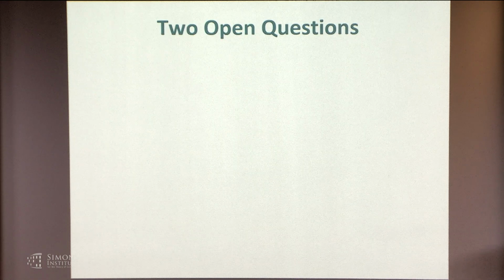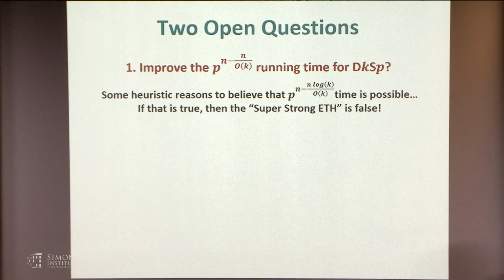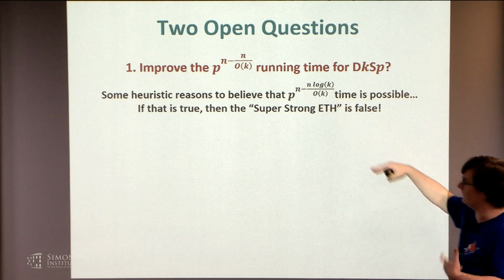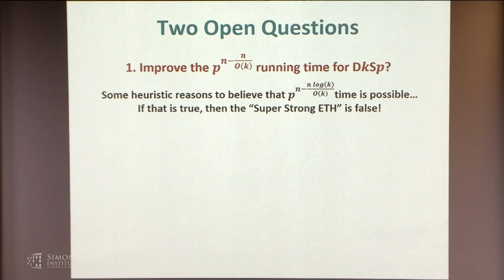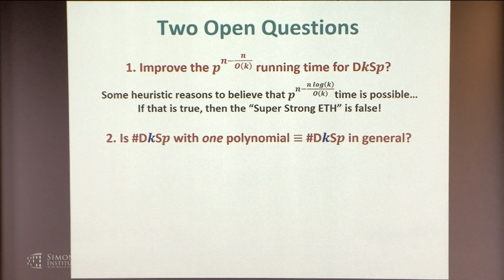Okay, so two open questions are obviously to improve this running time, improve it for all values of p and k, which we haven't yet done. And there are some heuristic reasons to believe that you could improve this slightly better, and that would in fact improve the best known algorithms for k-SAT, whatever super strong ETH means. But nobody believed that, right? I don't know if nobody believes it, but yeah. I don't know if it's a straw man either.